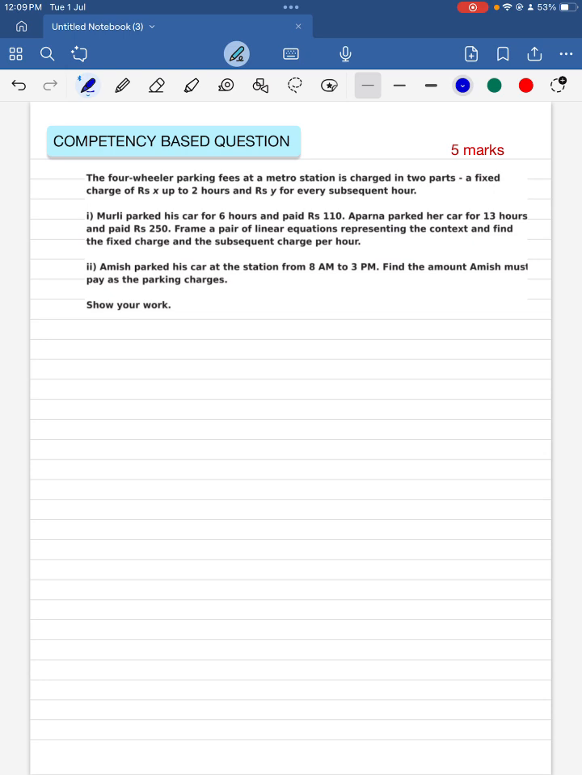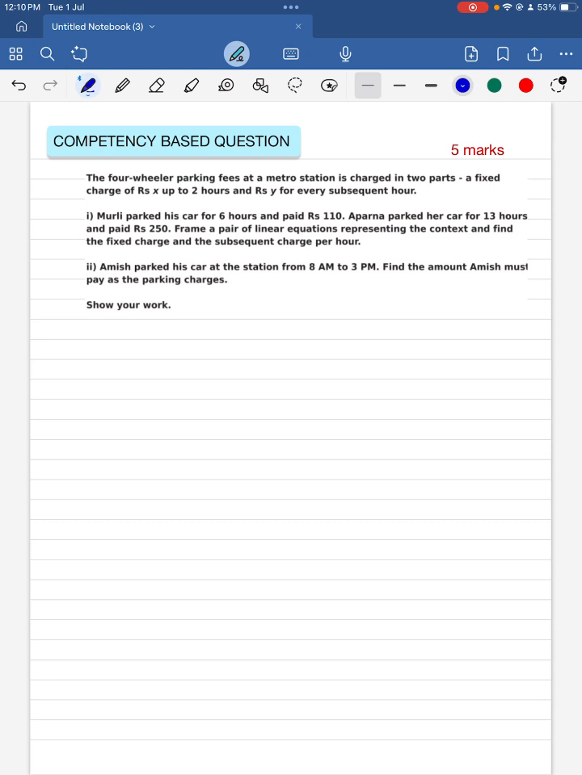Now Amish parked his car at the station from 8 am to 3 pm. Find the amount Amish must pay as the parking charges. Show your work. Okay, so let's find out how to do this question. This is normally like a case-based question with two parts in it.